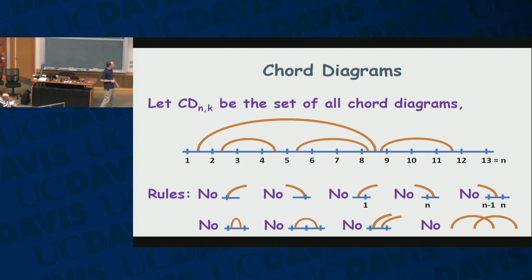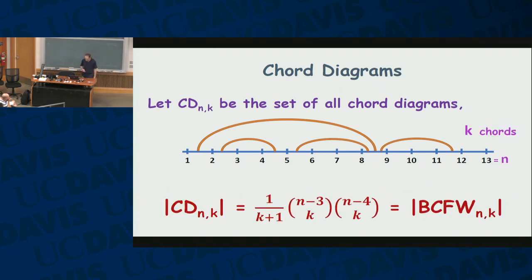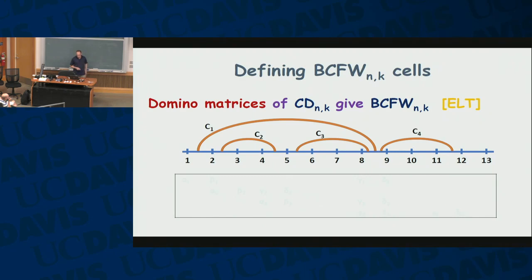So with all these rules, there are finitely many options for code diagrams, and if you count them, you get the Narayana number, which is indeed the number of BCFW tiles. And now I can define the BCFW tiles that correspond to a given chord diagram. So let me do it by an example.